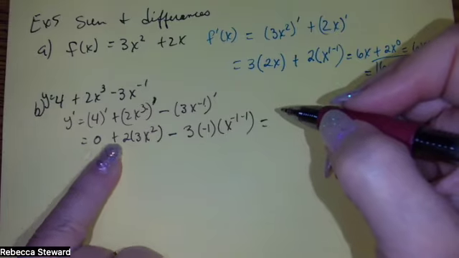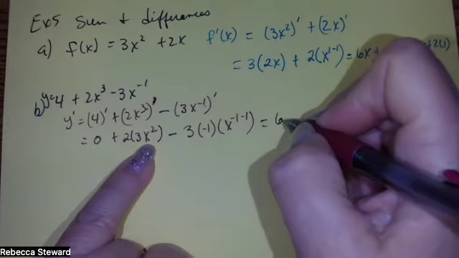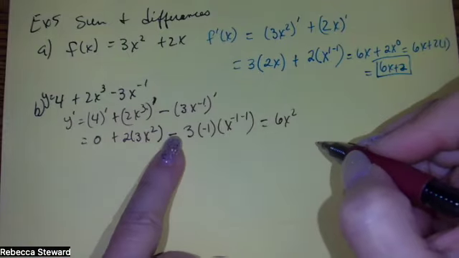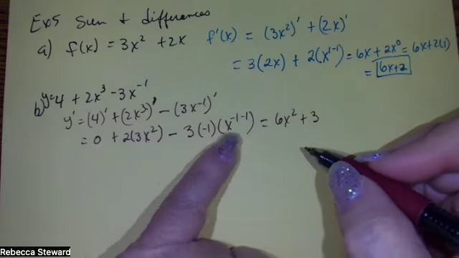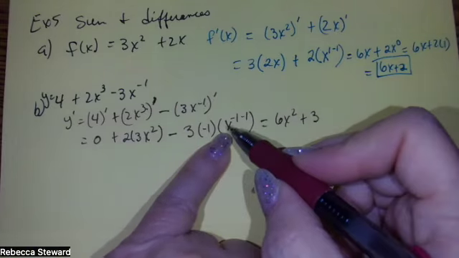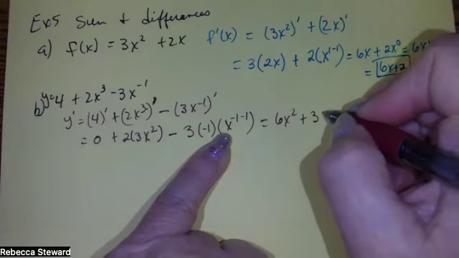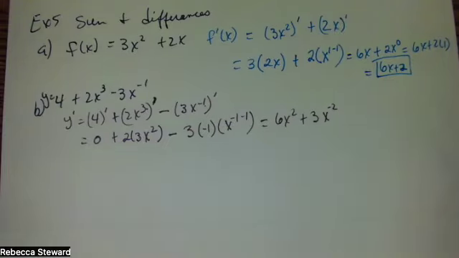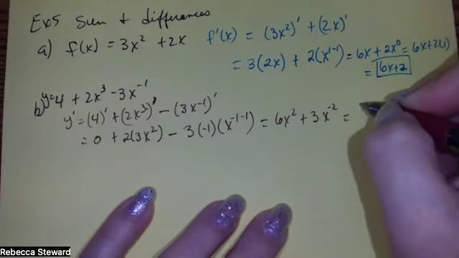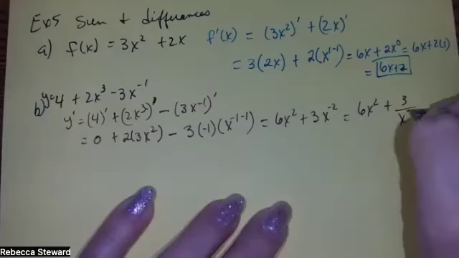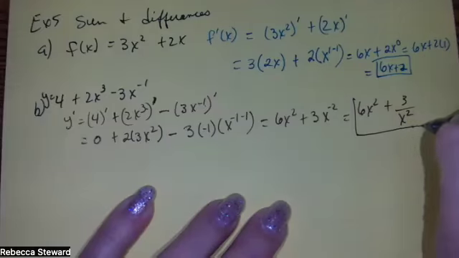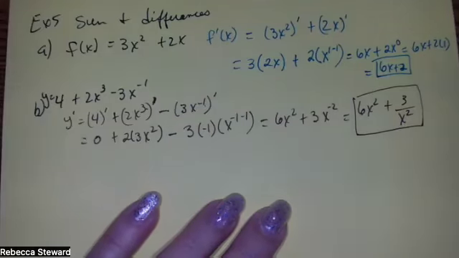All right, so 0 goes away. We have 2 times 3. That will get us 6x squared. A negative 3 times a negative 1 will be a positive 3. And then this will be x to the negative 1 minus 1, which will be x to the negative 2. So we will have 6x squared plus 3 over x squared. Again, positive exponents in your final answer.